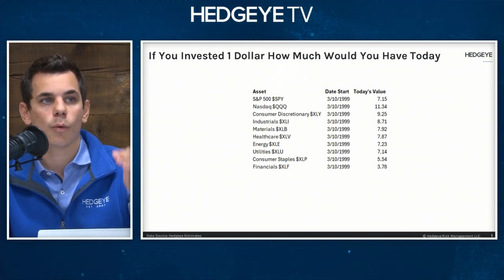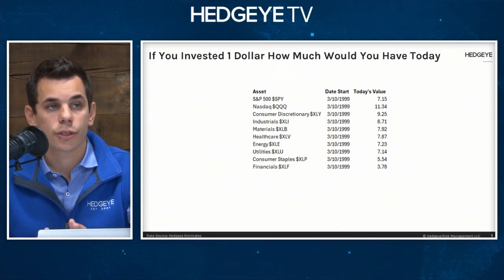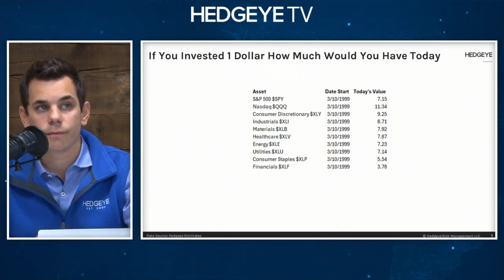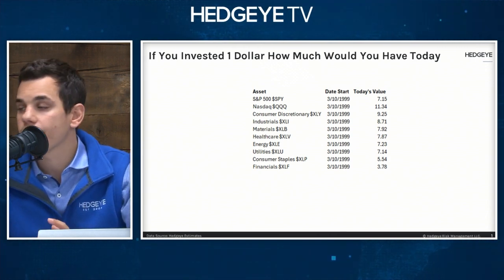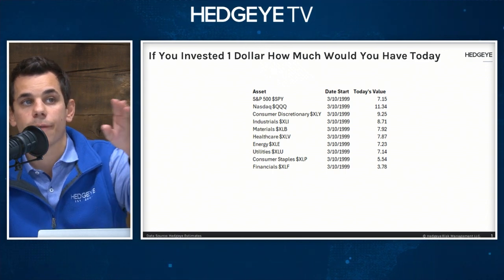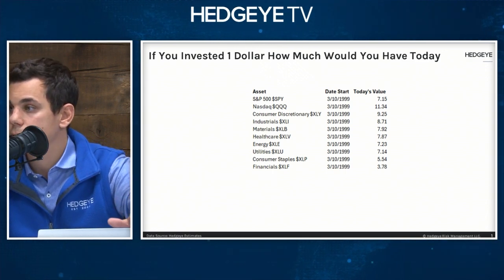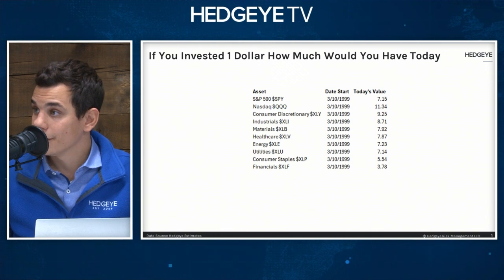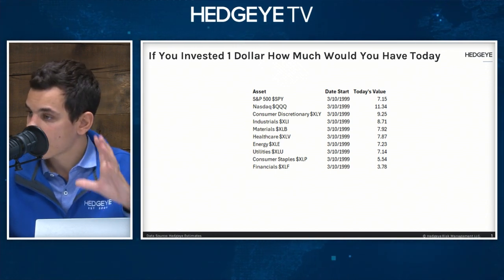All of those would be above what the S&P 500 returns over the same exact time frame. And then the ones that are lower are your consumer staples, which would be $5.50, and financials, which would be $3.80.